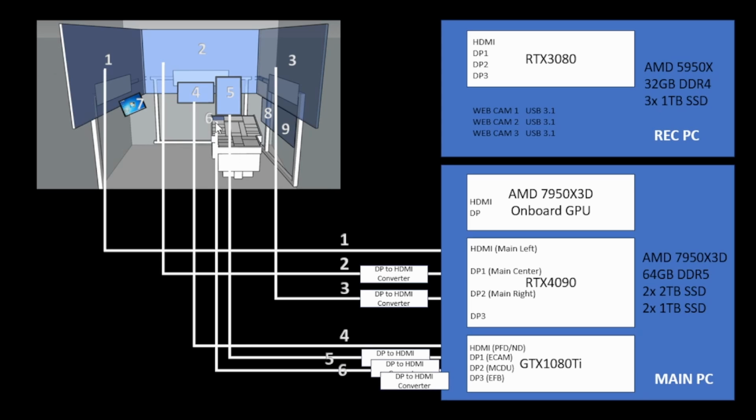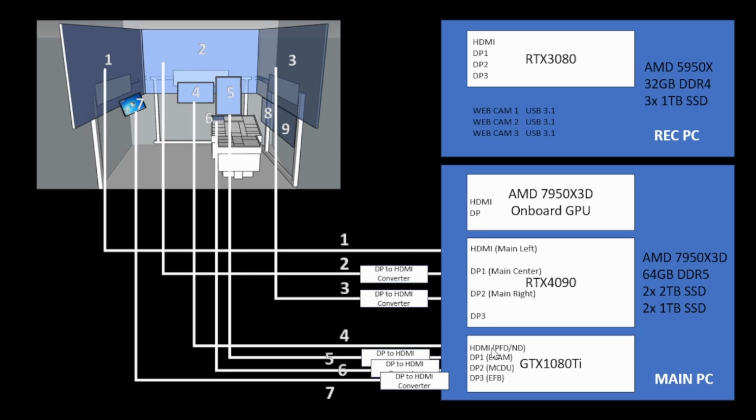And then the 6 on the MacDo display. This is connected to my second DisplayPort using DP to HDMI. And the EFD is connected to my third DisplayPort using a DP to HDMI converter.